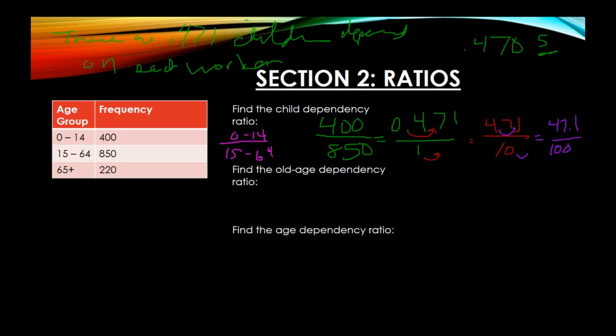Everybody seems okay. All right, then we go to old age. Well, remember the old age is the old people over the workers. So I have 220 old people divided by my workers, which is 850. What is this to 3 decimal places?